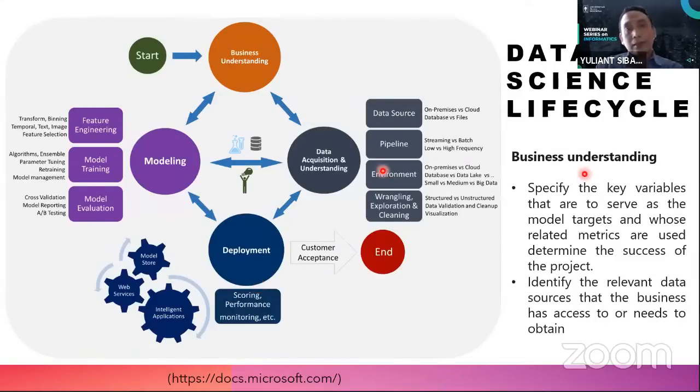Because in data science the problem comes from the customer, we have to understand the business. In business understanding, we have to specify the key variables that are to serve as the model target and whose related metrics are used to determine the success of the project. And the second is to identify the relevant data sources that the business has access to or needs to obtain.